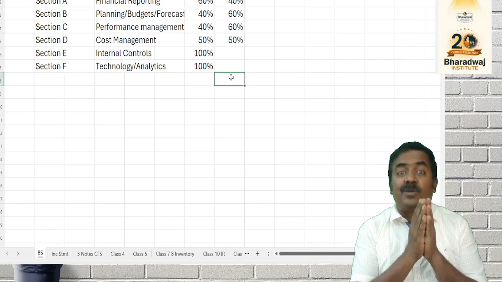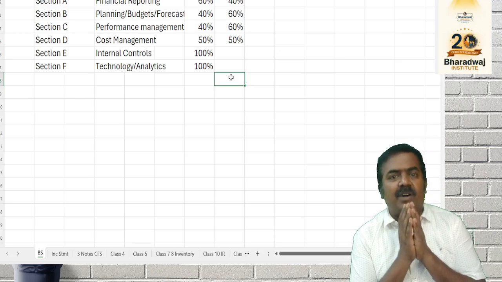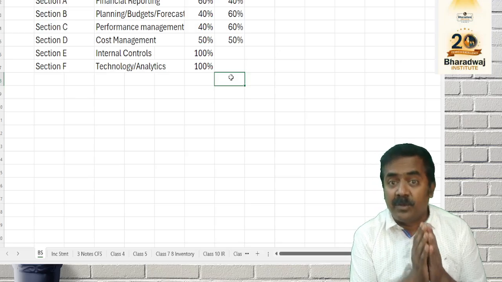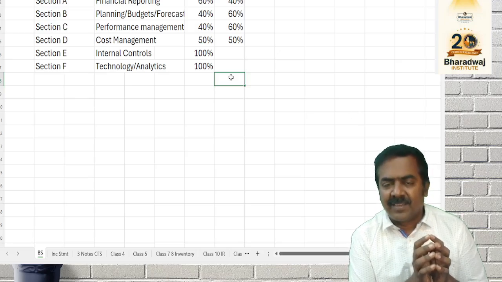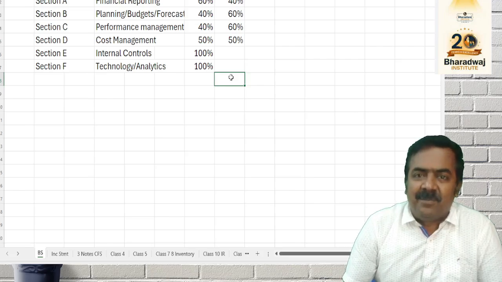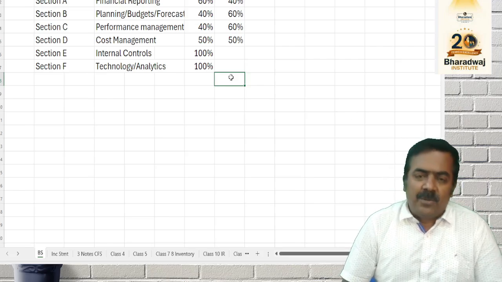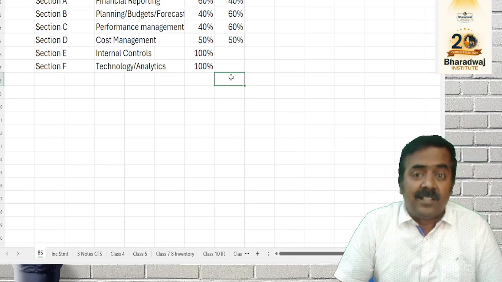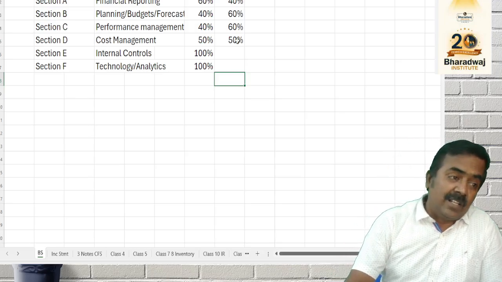CMA exam is not a quantitative exam. Out of 100 multiple choice questions, 50% will be theory. Minimum 50% will be theory. And the maximum 50% will be computational questions, problem questions. It is not just solving the problem, applying the concepts, and of course solving the theoretical questions also.